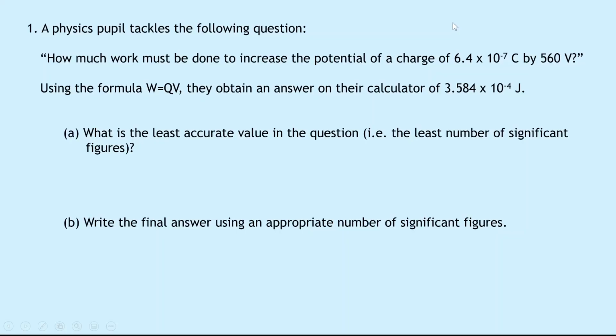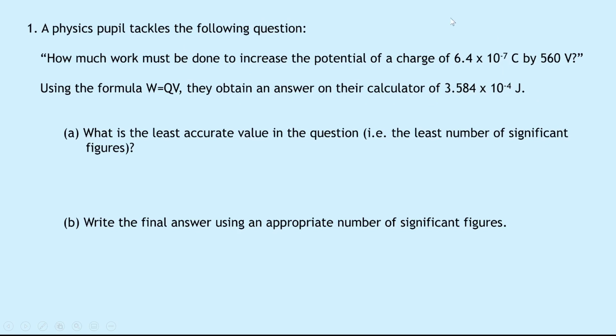Let's get started. Now, question 1 says a physics pupil tackles the following question. How much work must be done to increase the potential of a charge of 6.4 times 10 to the minus 7 coulombs by 560 volts? Using the formula W equals QV, this is a formula you will come across later in the higher course, but for now I'm giving you it because you've not come across it yet. Using this formula, they obtain an answer on their calculator of 3.584 times 10 to the minus 4 joules.